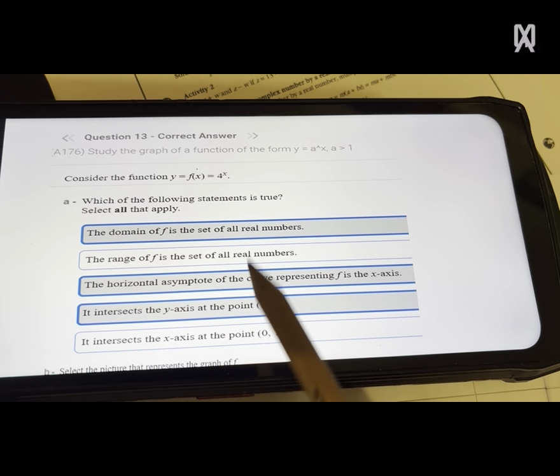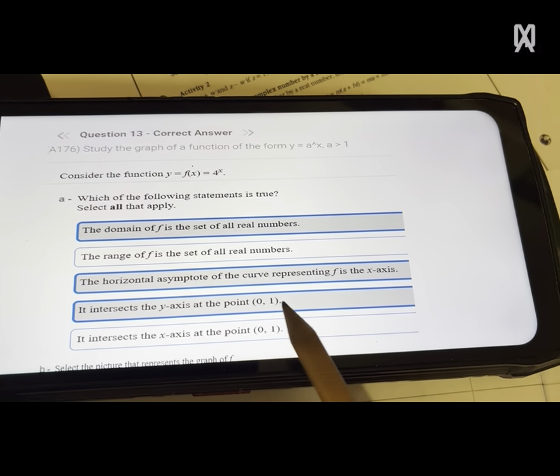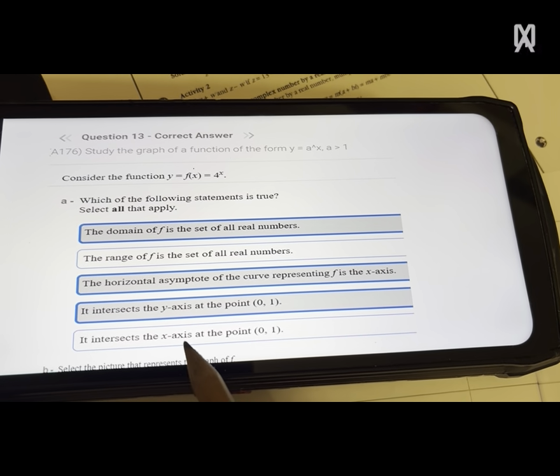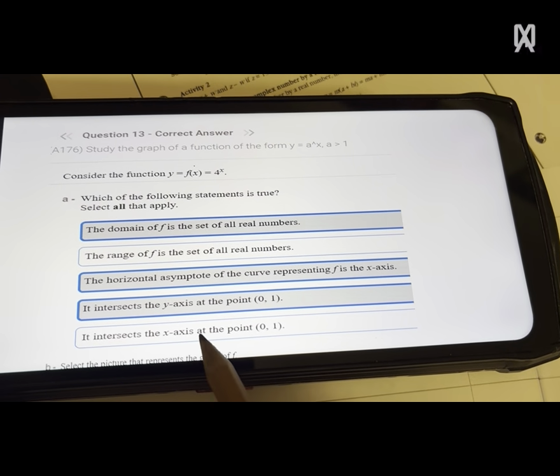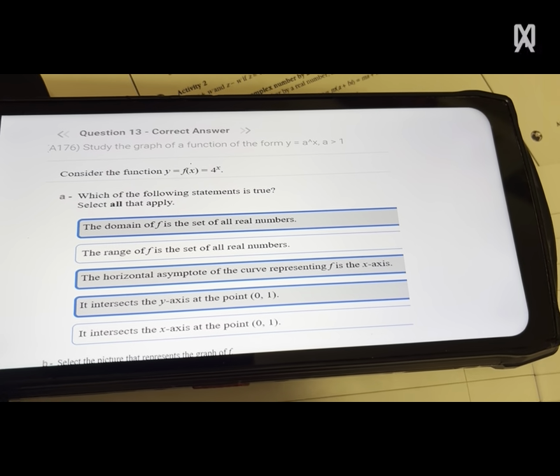The intercept of the y-axis, when x is 0, y is 1, so (0, 1), this is correct. The intercept of the x-axis, when y is 0, no, this is wrong, because it never intersects the x-axis, because it is the horizontal asymptote.